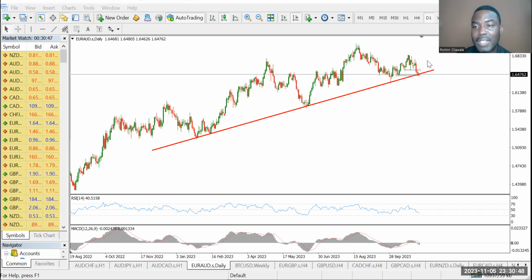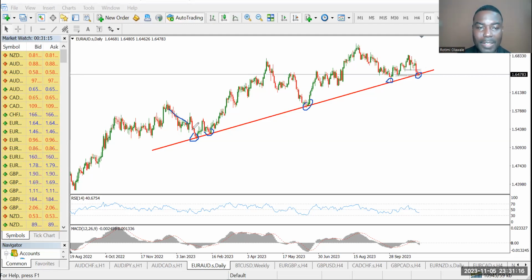All right, so while the other AUD pairs, AUD/CHF, AUD/JPY, and AUD CAD are looking bearish, I'm looking at a possible bullish movement on Euro AUD. Now, this is Euro AUD on the daily time frame, and we can see price has been trending up on this ascending trend line. And last week, Friday, price closed again on this trend line.